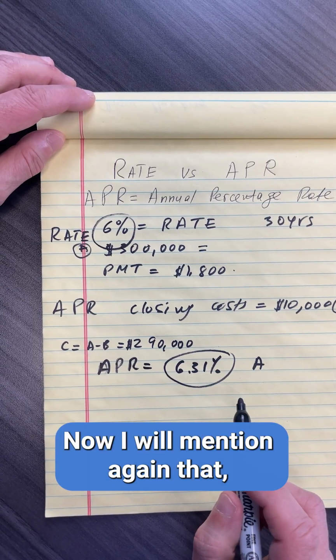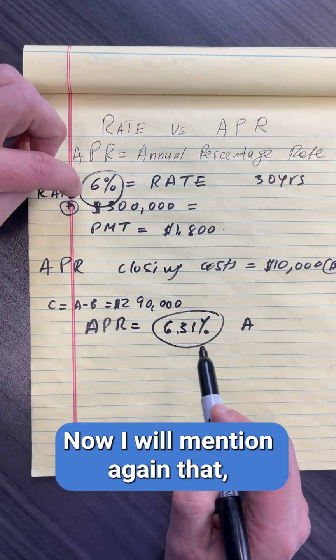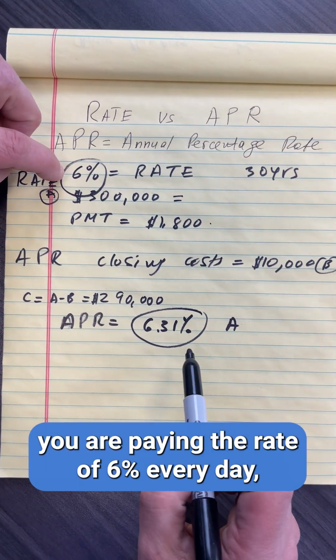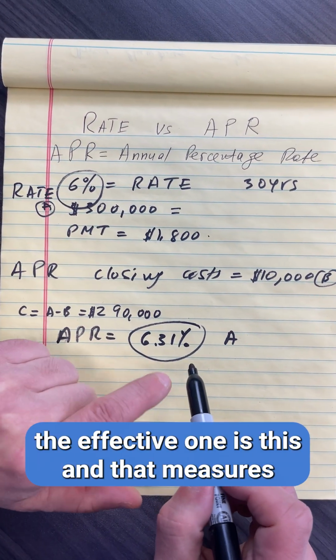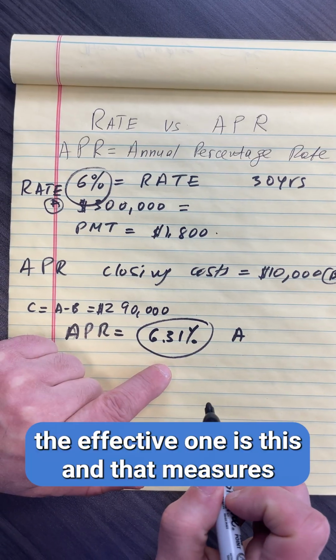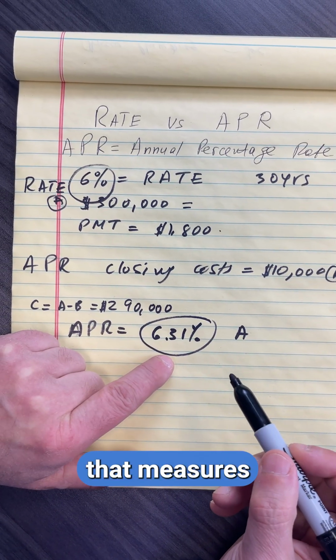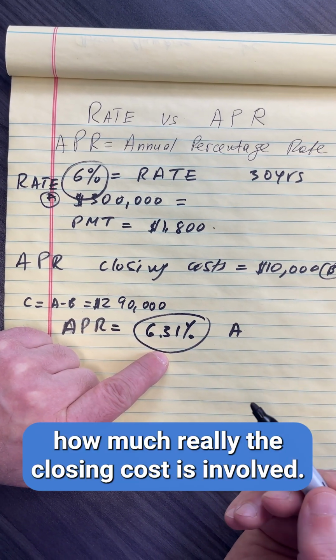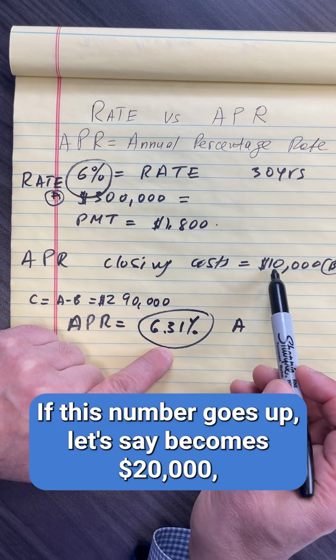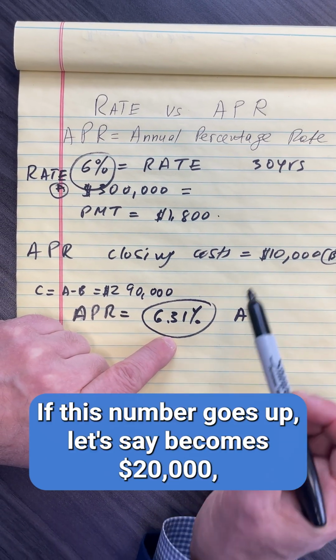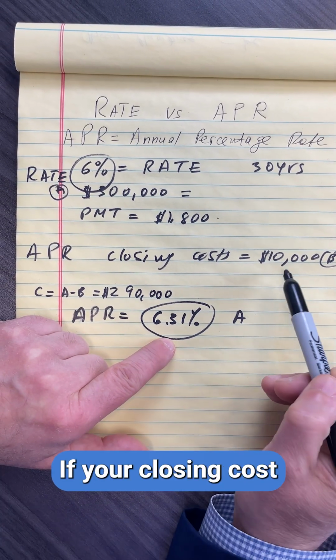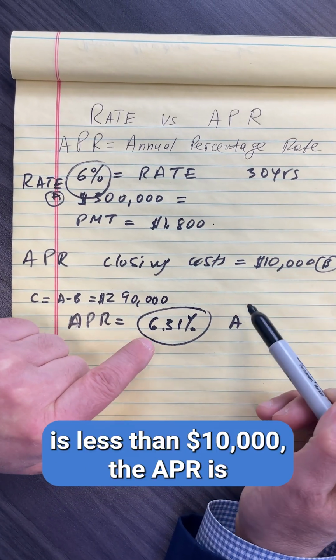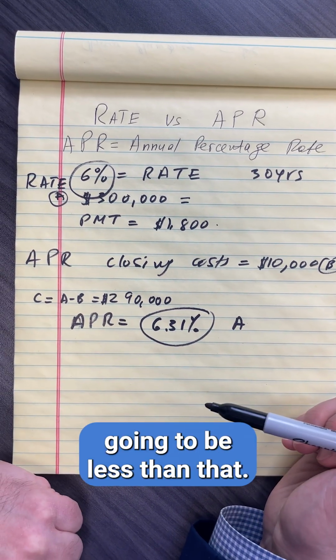Now, I will mention again that you are paying the rate of 6% every day, but because of the closing cost, the effective one is this, and that measures how much the closing cost is really involved. If this number goes up, let's say it becomes 20,000, the APR will go up. If your closing cost is less than 10,000, the APR is going to be less than that.